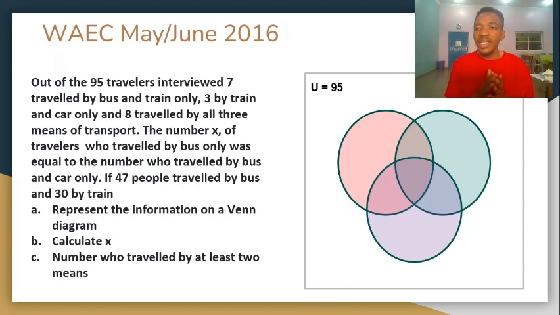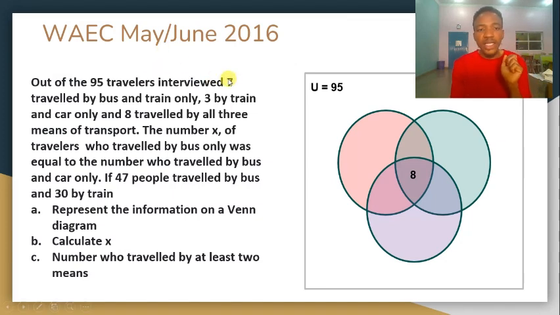So the first thing I always try to fill is those guys that always cause the problem. That is the guys that are here. They are everywhere: they are in bus, they are in train, they are in car. So I fill them first before I start filling the other places. The question says 8 travel by all 3 means of transport, so I'm putting them first. Now, let me start filling the rest.